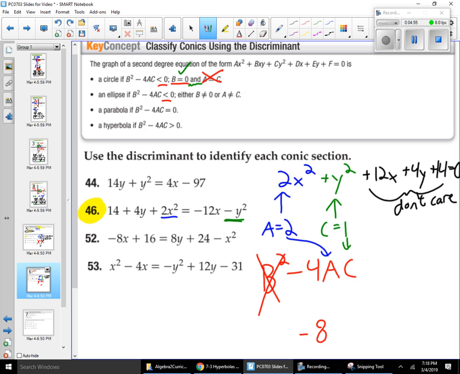Now ellipse is the only option left. So we have an ellipse. Again, the reason it's not a circle is because our A value was 2 and our C value was 1. Those are not equal.